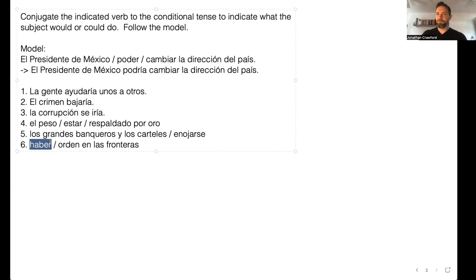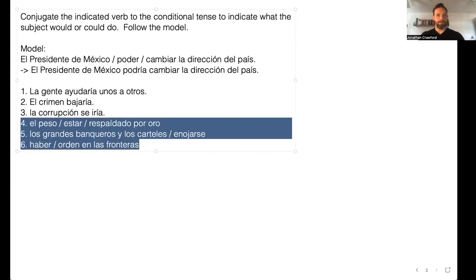Haber is used to show how much of something there is. It's like saying have, but it's like saying there would be. Haber, orden en las fronteras. Fronteras, the border. Order at the border. There would be, right? So you guys go ahead and do 4, 5, and 6. And I'll copy and paste this down in the comments.